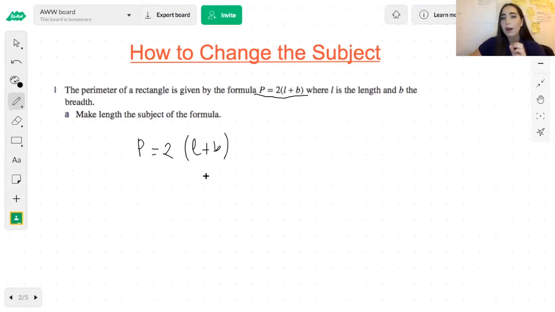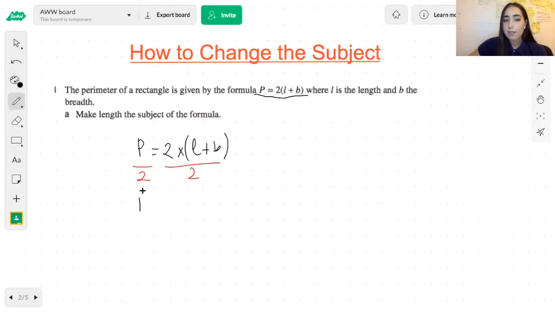Whenever you have the variable in brackets, the first thing you want to get rid of is any factors that are multiplied with the bracket. So not the B, but the 2, right? The 2 is the factor that has been multiplied with the bracket that contains your variable. So the first thing you want to do is remove that 2. Now the 2 has been multiplied with the bracket, so we're going to divide by 2.